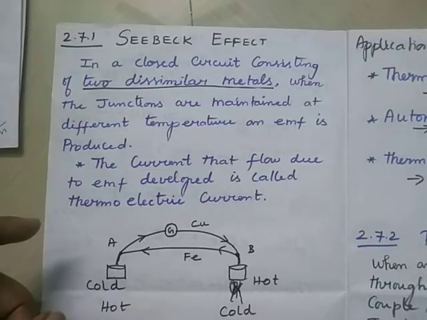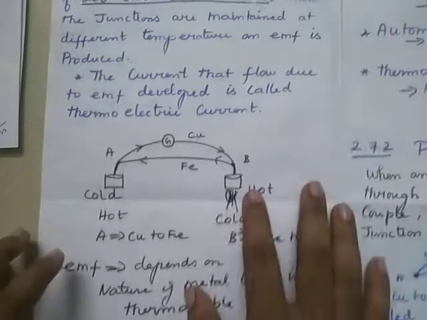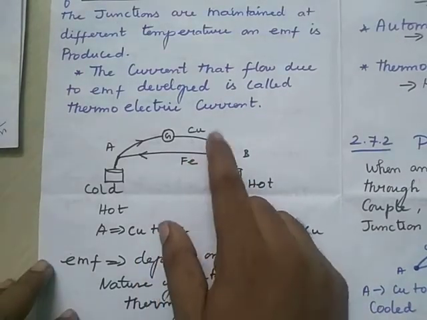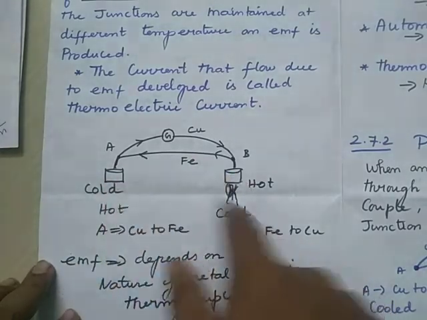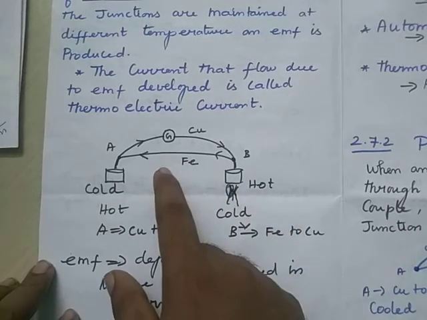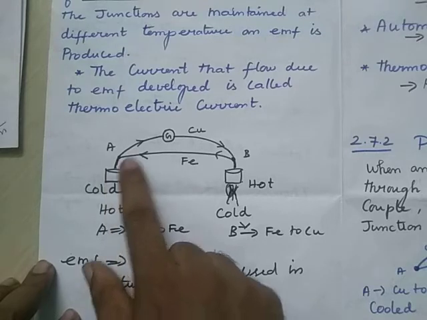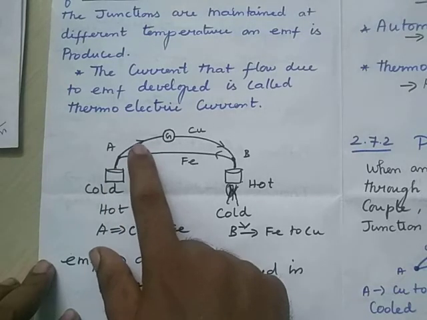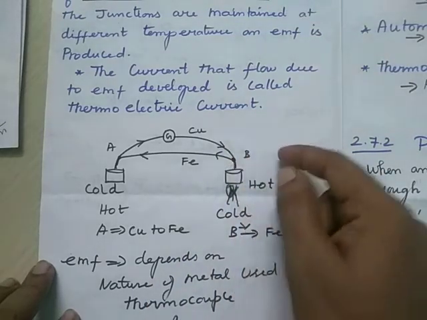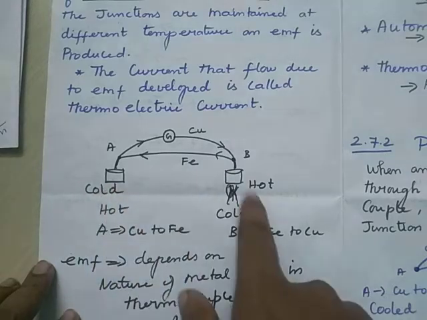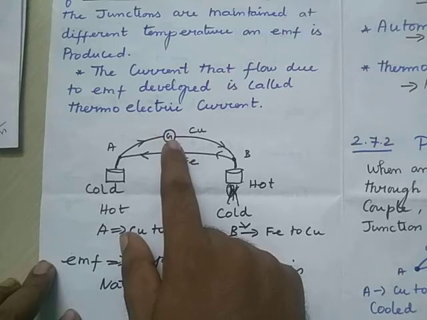Then we see our first effect, that is Seebeck effect. Here we consider a thermocouple. A thermocouple is a device consisting of two dissimilar metals maintained at two different junctions. One is the cold junction, one is the hot junction. At the cold junction, that means at point A, the current flows from iron to copper. At the hot junction, current flows from copper to iron. This temperature difference creates EMF. Due to that EMF, the galvanometer shows a deflection.